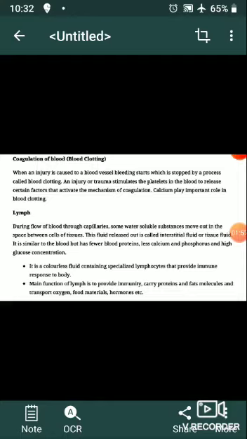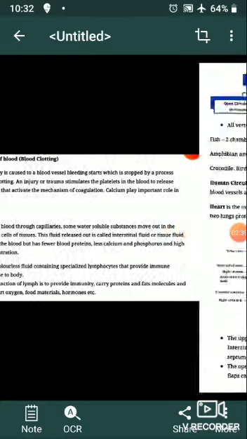Lymph. During the flow of blood through capillaries, some water-soluble substances move out into the space between the cells of tissues. The fluid released out is called interstitial fluid or tissue fluid. Similar to blood, it has fewer blood proteins, less calcium and phosphorus, and a high glucose concentration. It is a colorless fluid containing specialized lymphocytes that provide immune response to the body. The main function of lymph is to provide immunity, carry proteins, fats and molecules, and transport oxygen, food materials, hormones, etc.